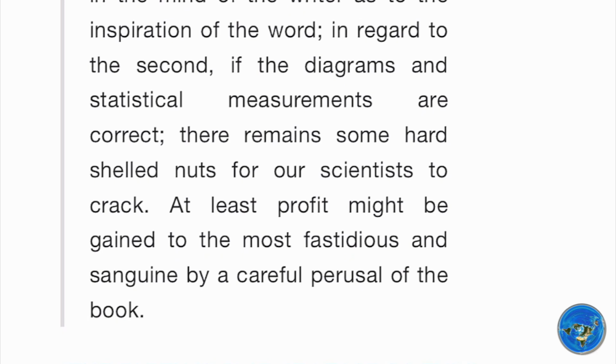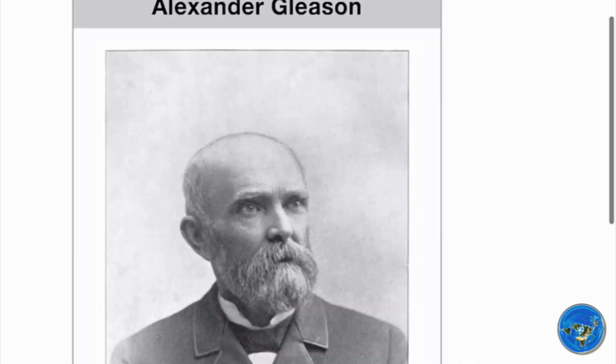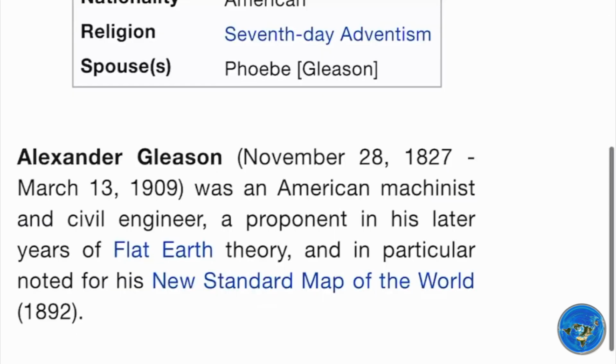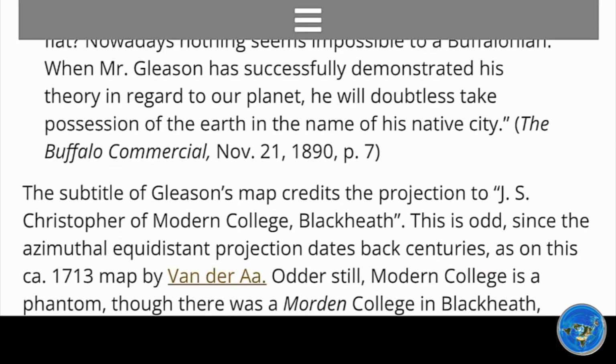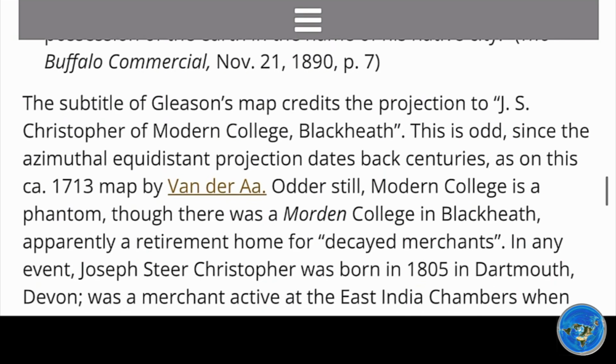So, people, as you can see, Alexander Gleason was a flat earther, and without a shadow of a doubt, this is his flat earth map, and I just gave you the history of the flat earth map and Mr. Gleason. Now let's move on to J.S. Christopher. The subtitle of Gleason's map credits the projection to J.S. Christopher of Modern College, Blackheath.